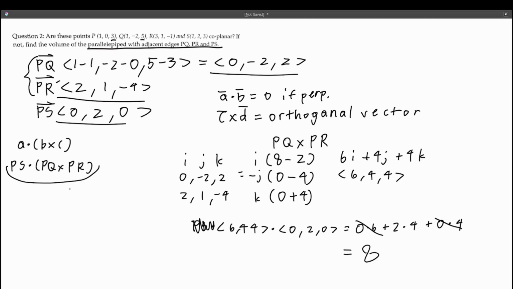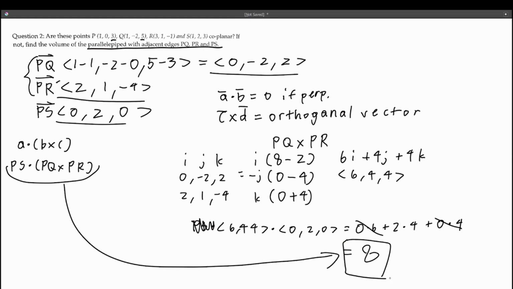So this right here is the volume of the parallelepiped. 8 cubic units. And that's all. Hope you enjoyed watching and hope my explanation made sense. Thanks for watching and see you next time.